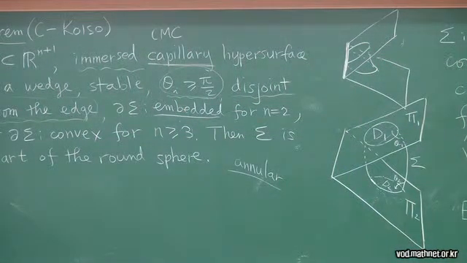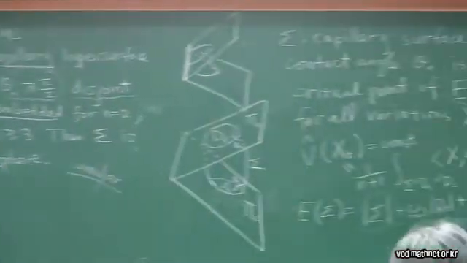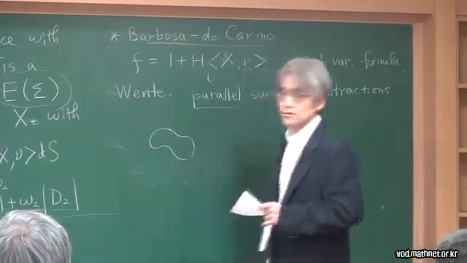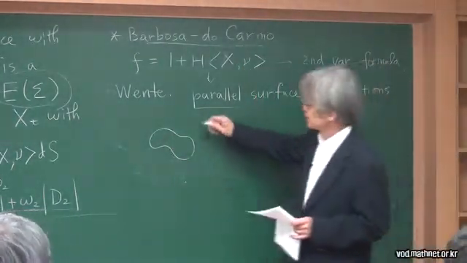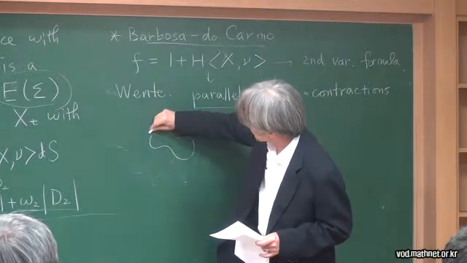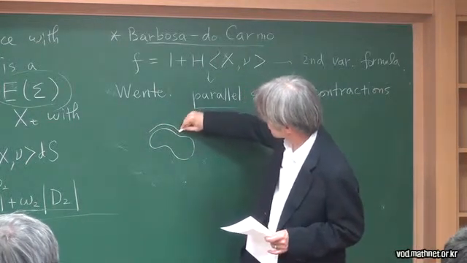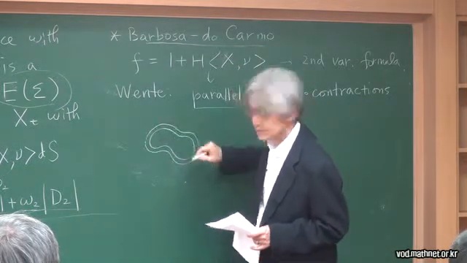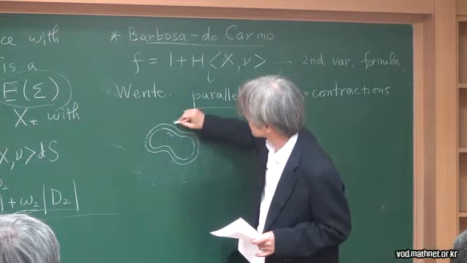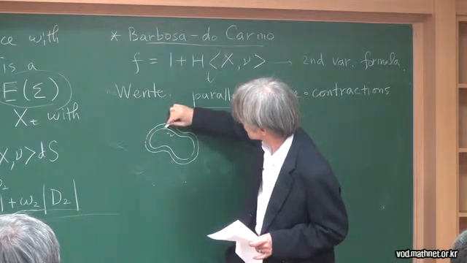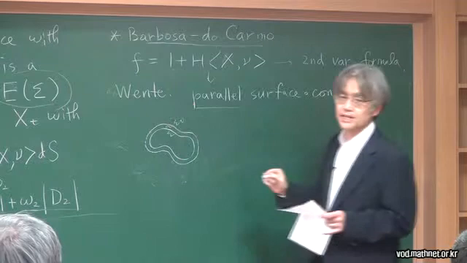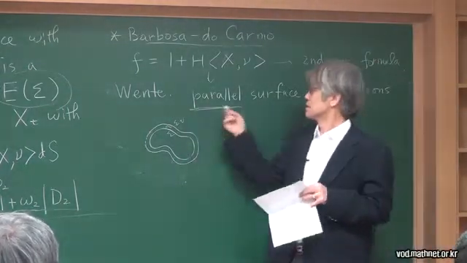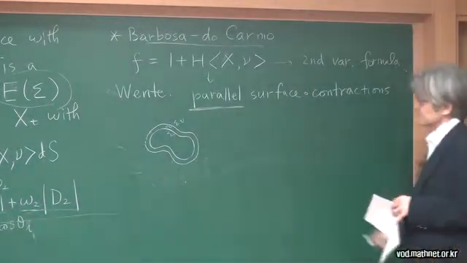So, okay, then what is a parallel surface? A parallel surface is like this. Consider this domain. Then you move along the boundary in the normal direction by a constant distance. So this is sigma, and this is sigma t. So we move along in the normal direction by a distance of t. So this is a parallel surface. That's a natural definition by using parallelness.